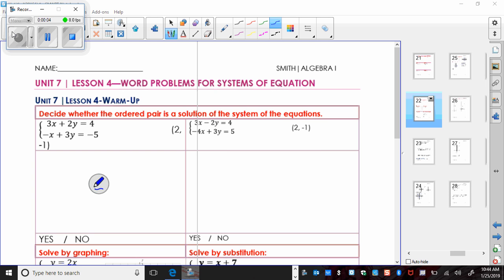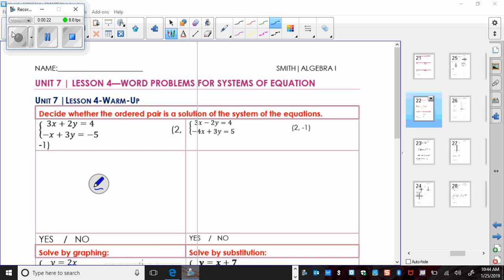We're in lesson 4. This is word problems for systems of equations. So we kind of already practiced setting up word problems a little bit, but today we'll get more into that. And before we do, we want to just review some of the things that we've already done.